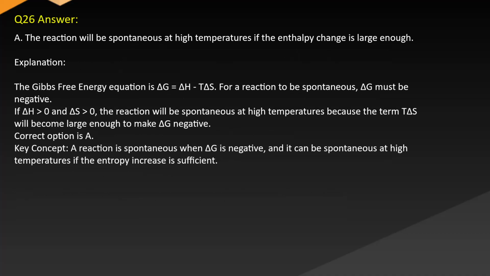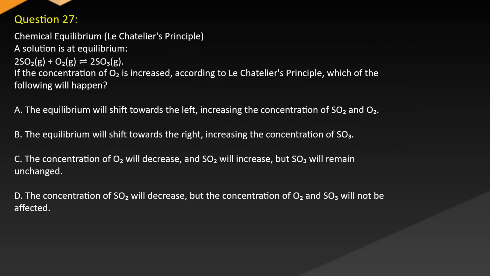Answer A. The reaction will be spontaneous at high temperatures if the enthalpy change is large enough. Explanation. In the Gibbs free energy equation, for a reaction to be spontaneous, dG must be negative. If dH is positive and dS is positive, the reaction will be spontaneous at high temperatures because the TdS term will become large enough to make dG negative. Correct option is A. Key concept. A reaction is spontaneous when dG is negative, and it can be spontaneous at high temperatures if the entropy increase is sufficient.